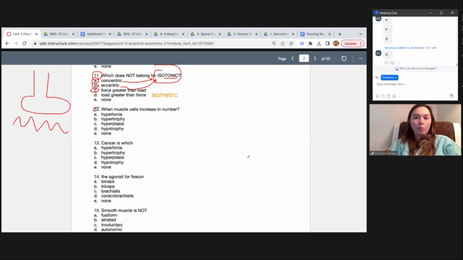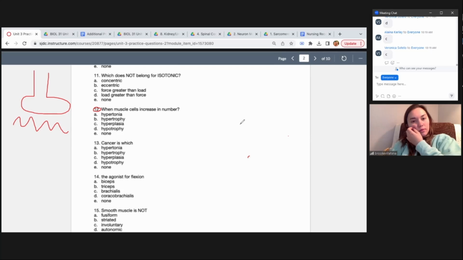Question 12. When muscle cells increase in number, which of these is that? Good. Hyperplasia, right? Hypertrophy is an increase in size. Hyperplasia is an increase in number. So the way I remember that is you could think of a trophy, like a big muscular guy holding a trophy. He's got big biceps. Does that make sense? Trophy is for size. Plasia is for number.